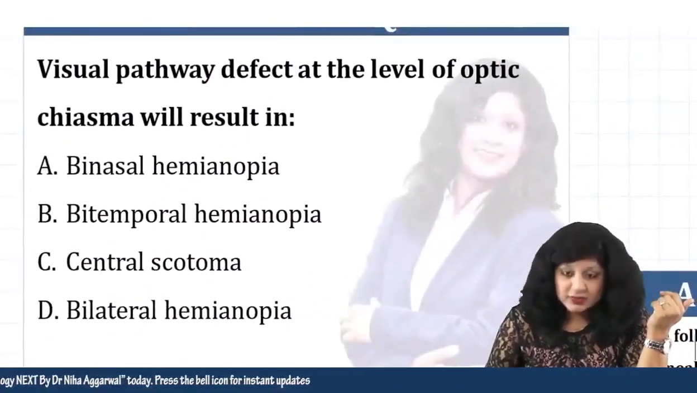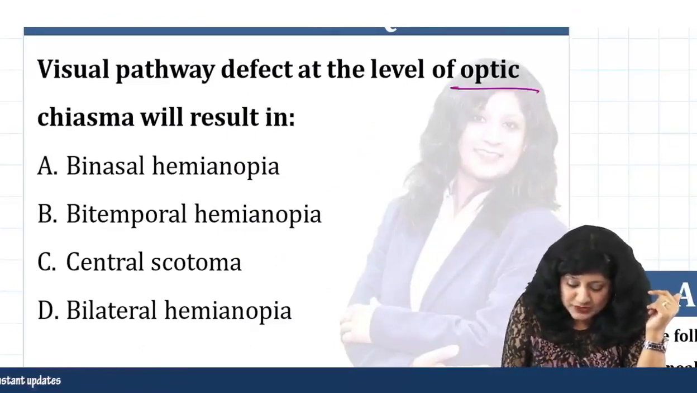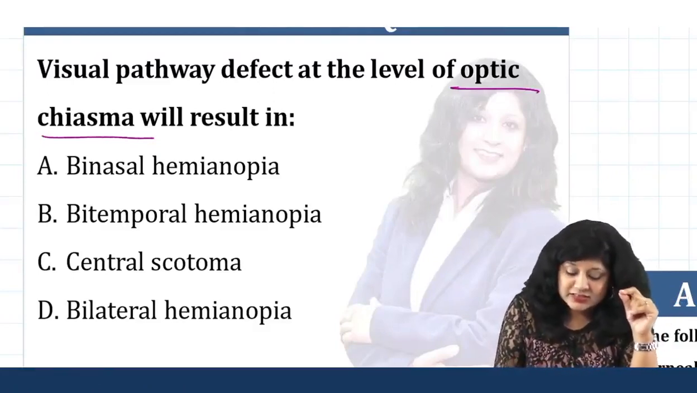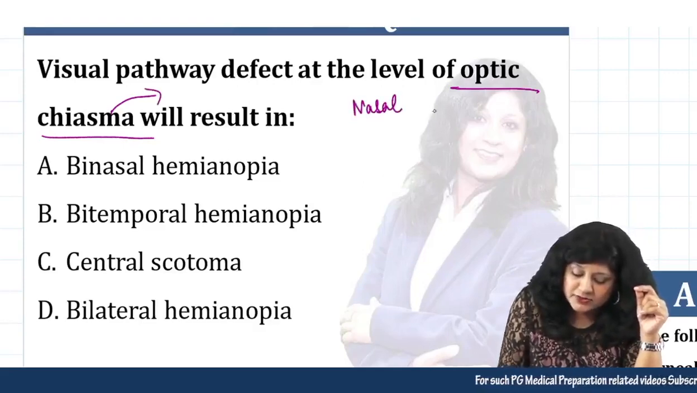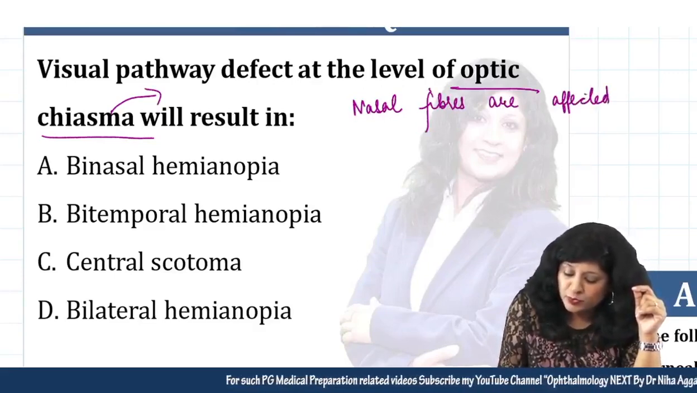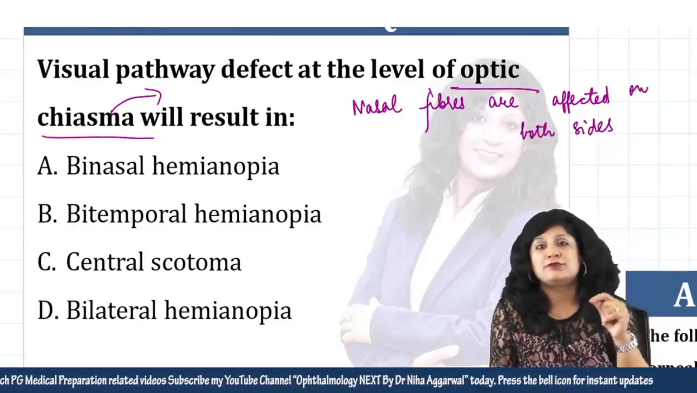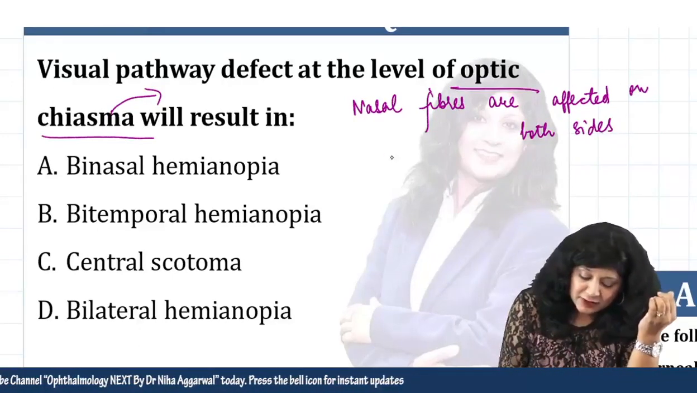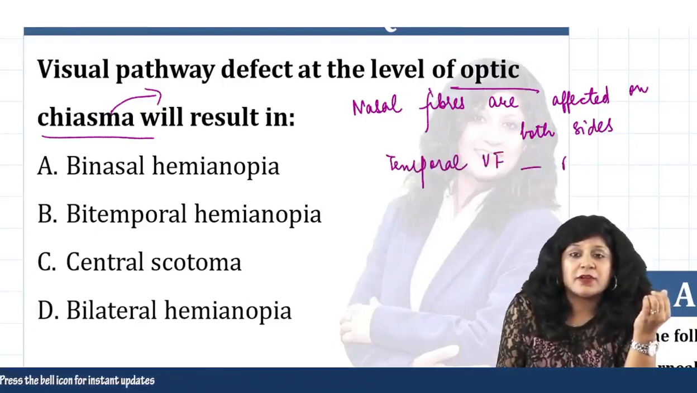Next question: a visual pathway defect at the level of the optic chiasma will cause. How to solve this question? When the person has a problem at the optic chiasma, the nasal fibers are affected on both sides, and you know that the field is always diagonally opposite. So when the nasal fibers are affected on both sides, the temporal visual field will be affected on both sides.